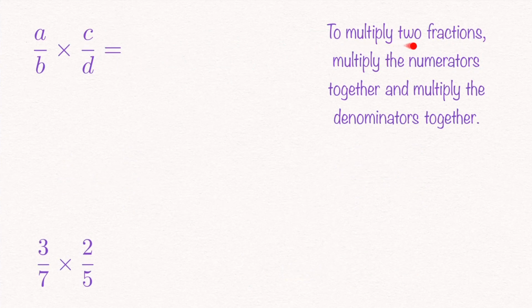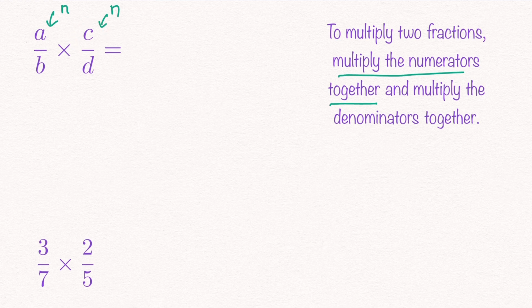To multiply two fractions, we need to multiply the numerators together and multiply the denominators together. So you know that the numerator is the top bit, so the C here and the A, they're the numerators. And it says to multiply the numerators together. So we will just need to multiply A and C.